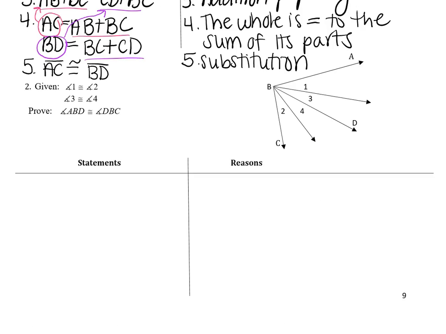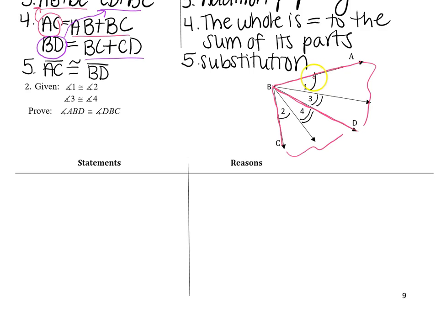Okay, in our next example, we're going to be adding angles. So I'm giving you that angle 1 is congruent to angle 2, and angle 3 is congruent to angle 4. And I want to show that ABD is congruent to DBC.